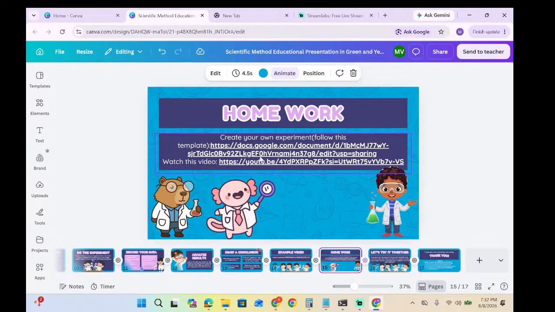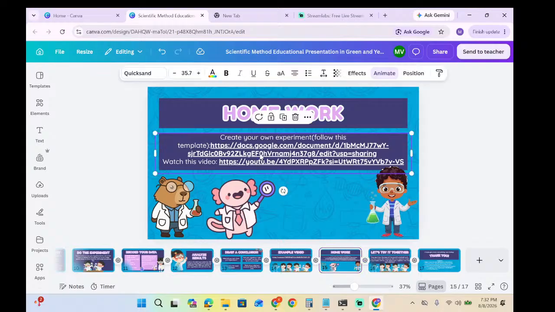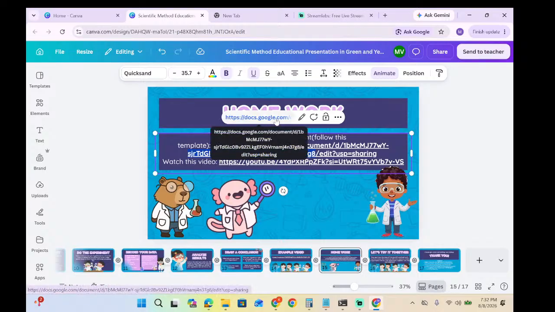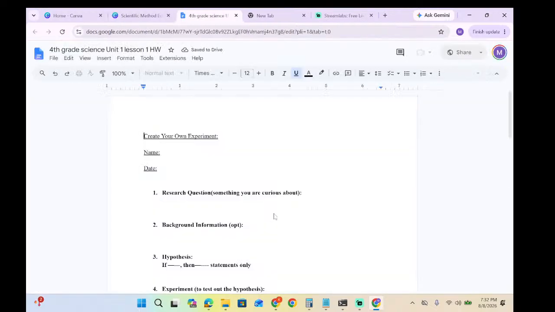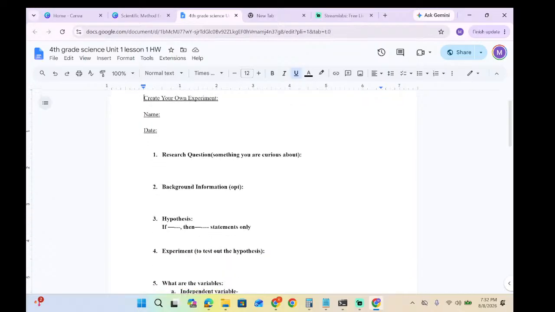So for homework, what I created was a template, your experiment template, that I want you guys to use. So maybe you can write it down, or your teachers can print it for you. So this is fourth grade science, lesson 1 homework. I'm going to put this in the drive, in the fourth grade drive. Your homework is going to be to create your own experiment.